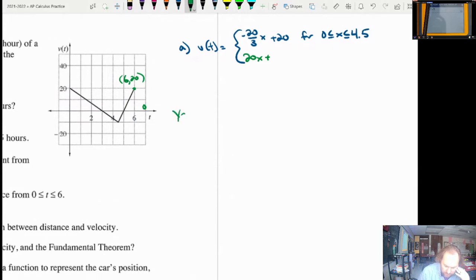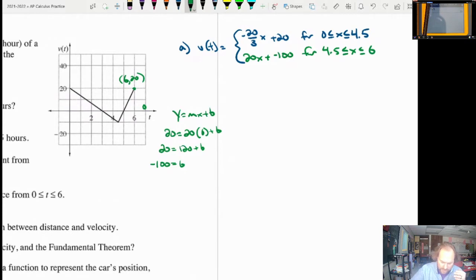If you think about y equals mx plus b for a moment, that means that 20 is equal to 20 times 6 plus b. If I just plug in the information here, 20 equals 120 plus b, and that's going to be negative 100 for the y-intercept. So plus negative 100 for values of x that are between 4.5 and 6. This is kind of complicated, but that will take care of at least our setup there. That's going to help us solve this problem as we go throughout it.